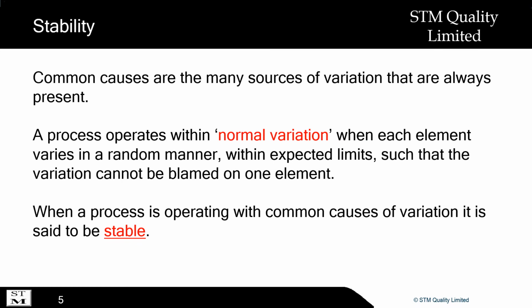Stability. Common causes are the many sources of variation that are always present. A process operates within normal variation when each element varies in a random manner within expected limits, such that the variation cannot be blamed on one element. When a process is operating with common causes of variation, it is said to be stable.